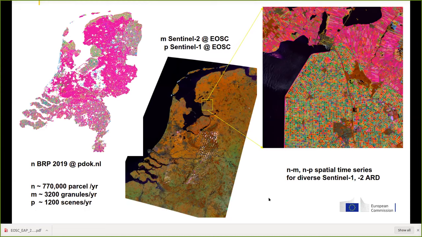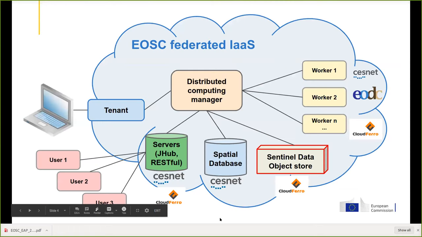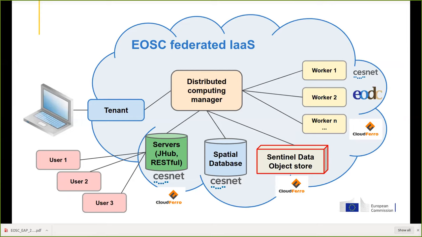The key element, of course, is that the volumes are quite massive. If you think about a country the size of the Netherlands, which is about 30,000 square kilometers, you already talk about tens of terabytes of data per year that you need to process. And for that, we propose to use cloud solutions. The Copernicus program has put in place something called DIAS, which is the data infrastructure that should make this data available together with processing resources to run this kind of analysis.